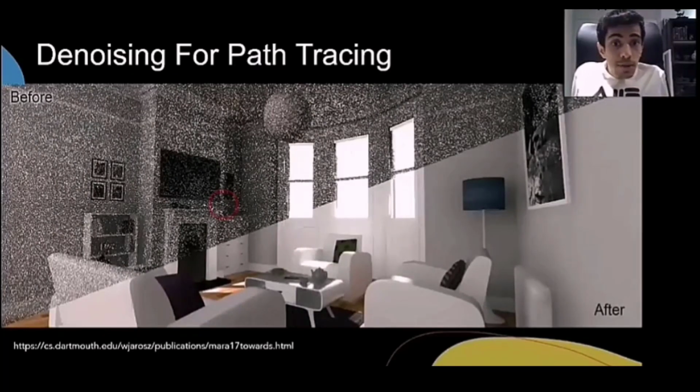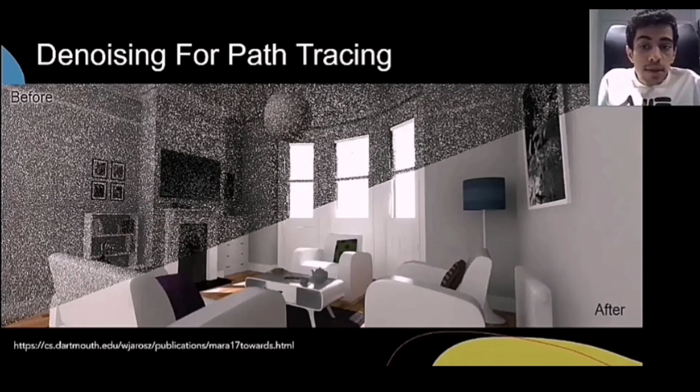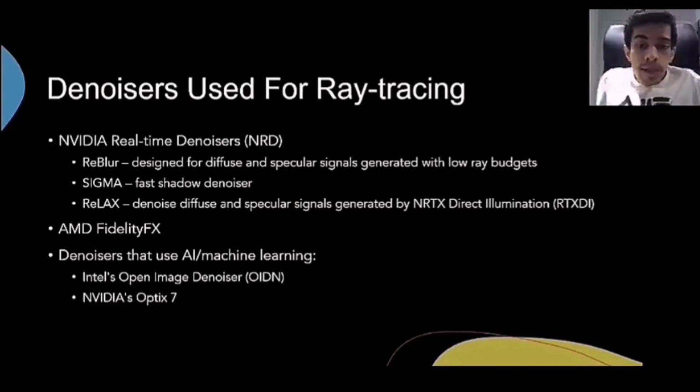One word: denoisers. This is software that takes in noisy images and, well, denoises them. So this here is a sample result of a real-time denoiser developed by some researchers. On the left is an image that was rendered with just 2 ray samples per pixel, and on the right is the result after applying their denoiser. So NVIDIA, AMD, and Intel have all developed real-time denoisers for ray tracing. There are also some denoisers that use machine learning, which can produce especially good results.